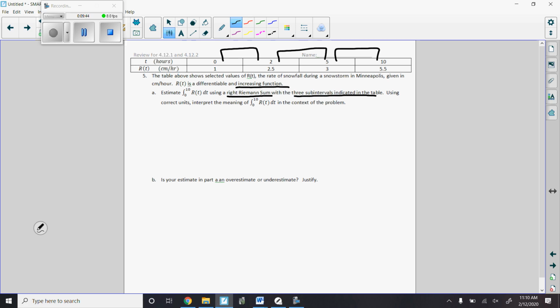We're going to go ahead and solve this now, but I'm not going to forget about the second part of this question, which is: using correct units, interpret the meaning of the integral from 0 to 10 of R of t dt in the context of the problem. That's, in my opinion, a tougher question to answer and requires a different kind of thinking. But let's do our right Riemann sum first.